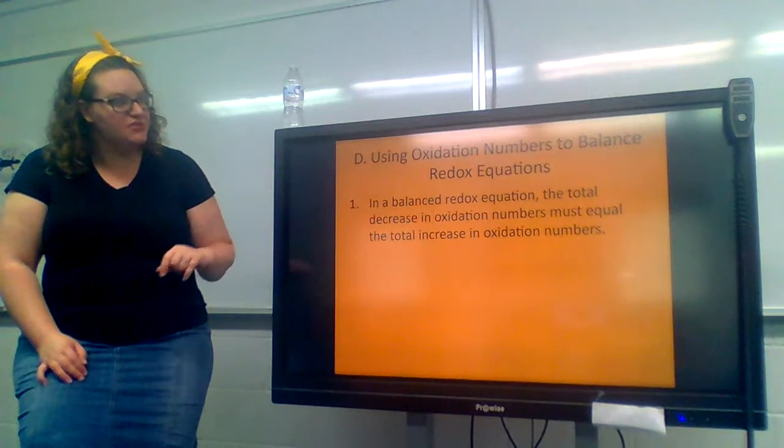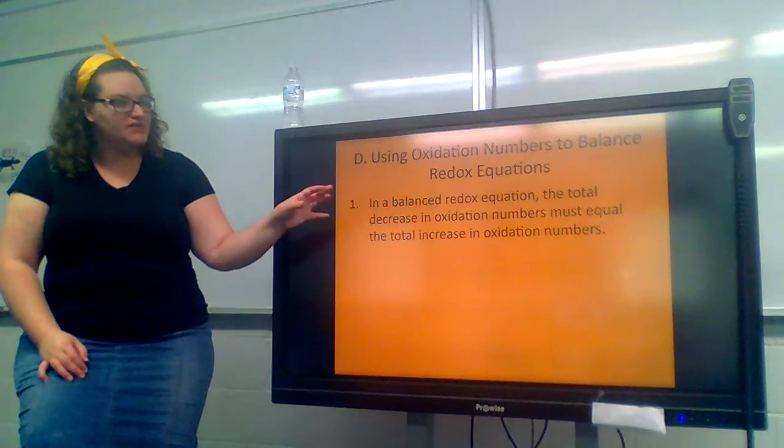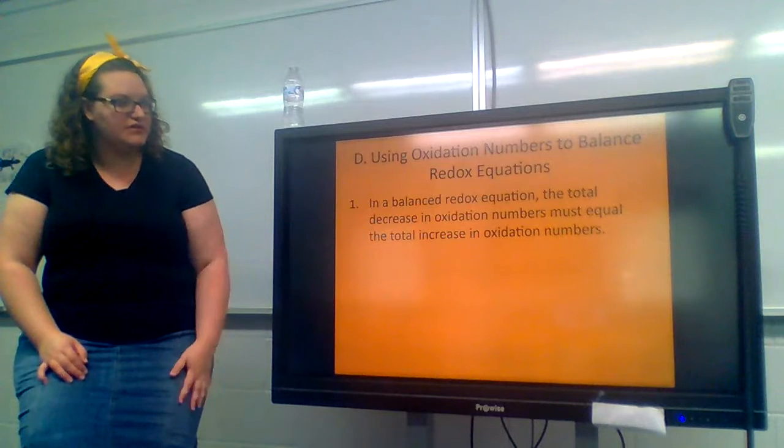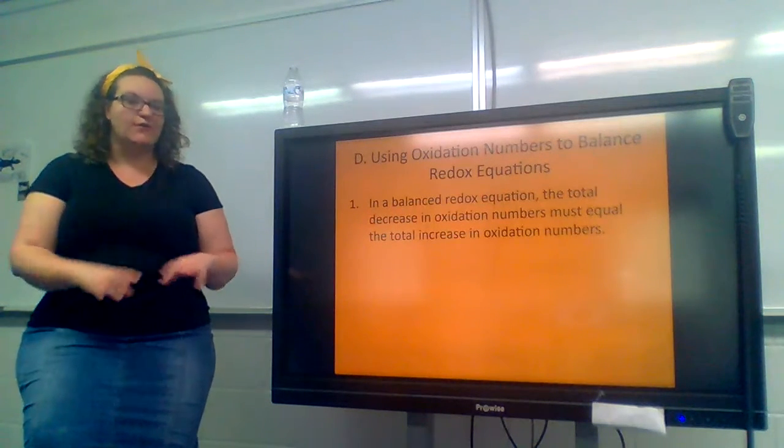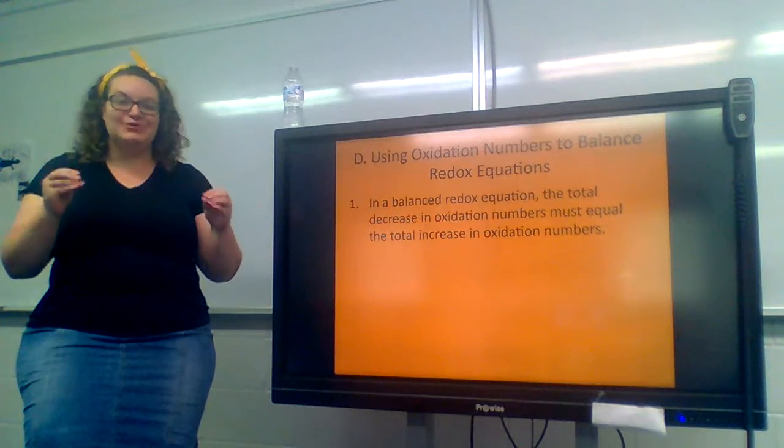Using oxidation numbers to balance redox equations. In a balanced redox equation, the total decrease in oxidation numbers must equal the total increase in oxidation numbers. And that's not a typo. It is supposed to say that.